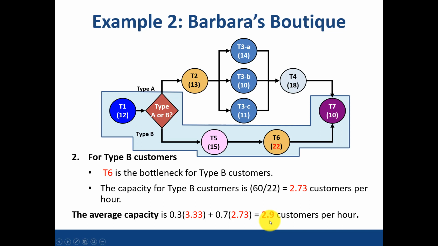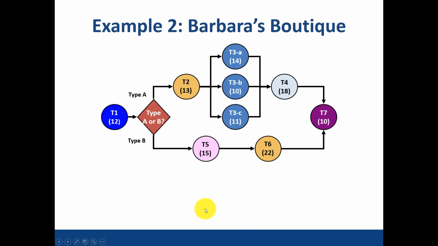Again, it is an average. I'm emphasizing that a lot because in real life you have fluctuations, sometimes a little bit more, sometimes a little bit less. So we always say average, 2.9 customers per hour. This is how we solve that.